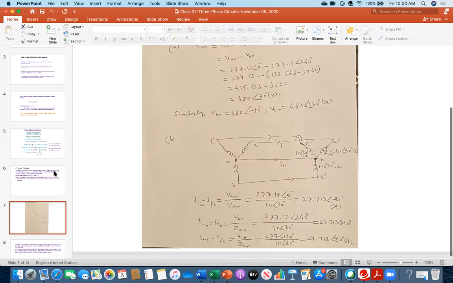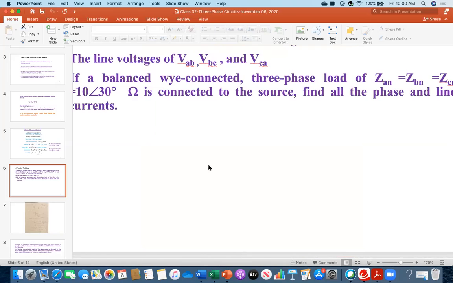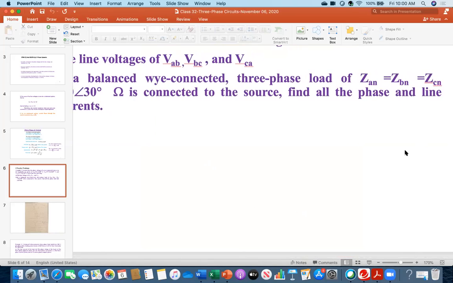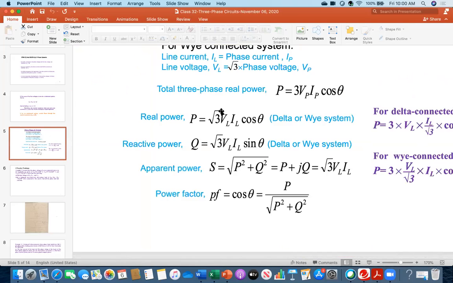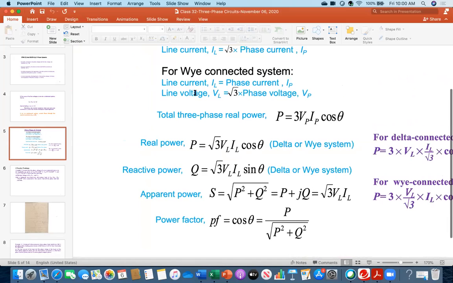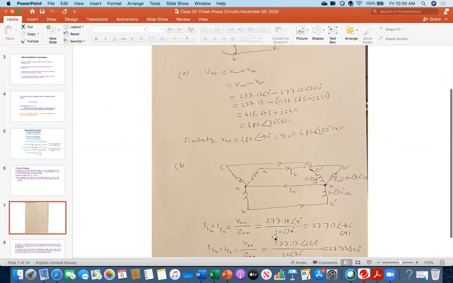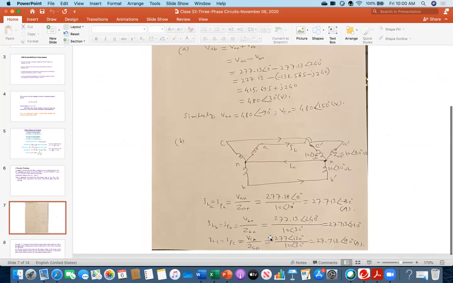Here it says find all the phase and line currents, but the phase and line currents are the same because this is a Y connected system, and that we have learned. For a Y connected system, line current equals phase current. So that I got here. Everybody, could you follow?